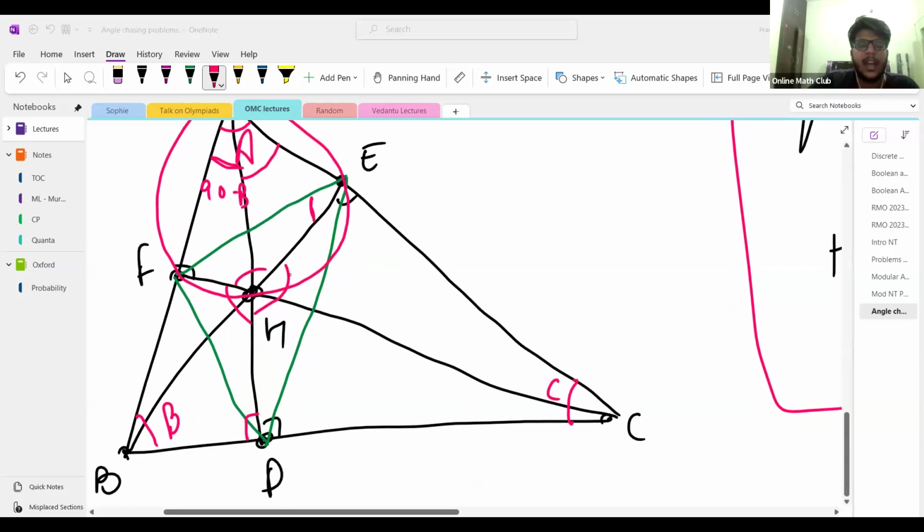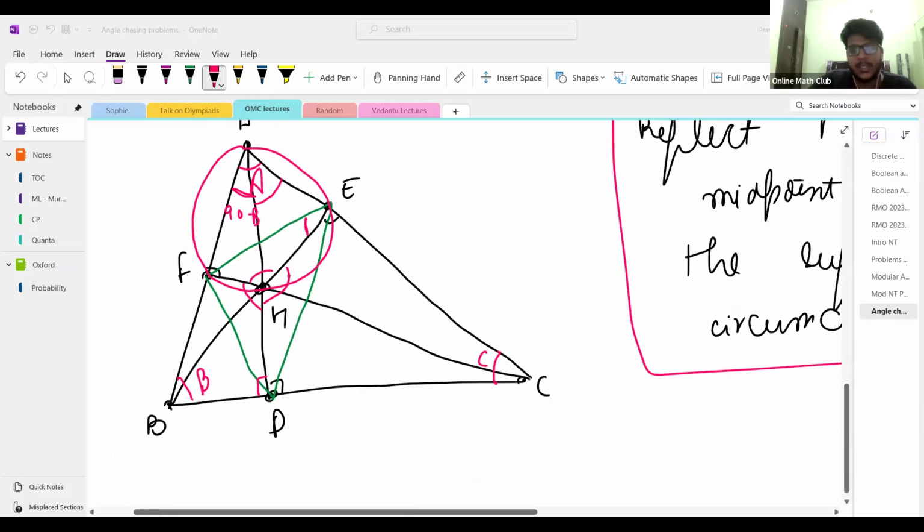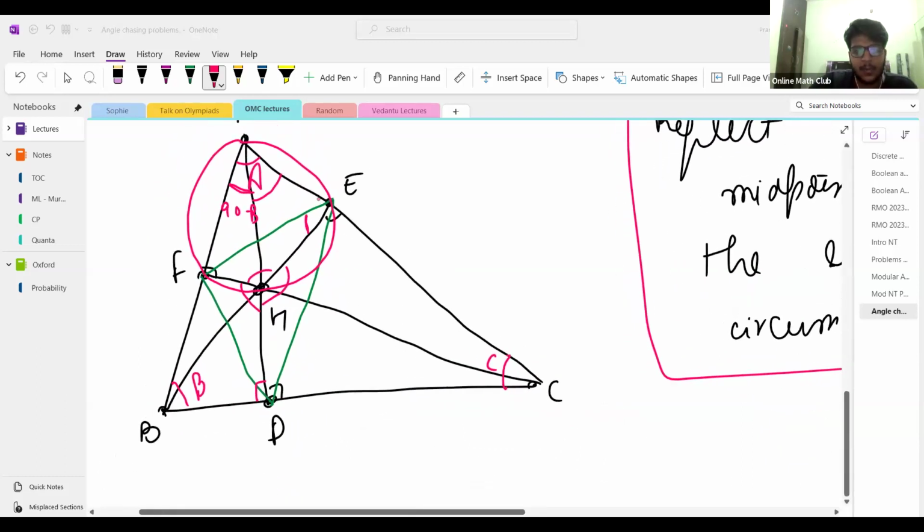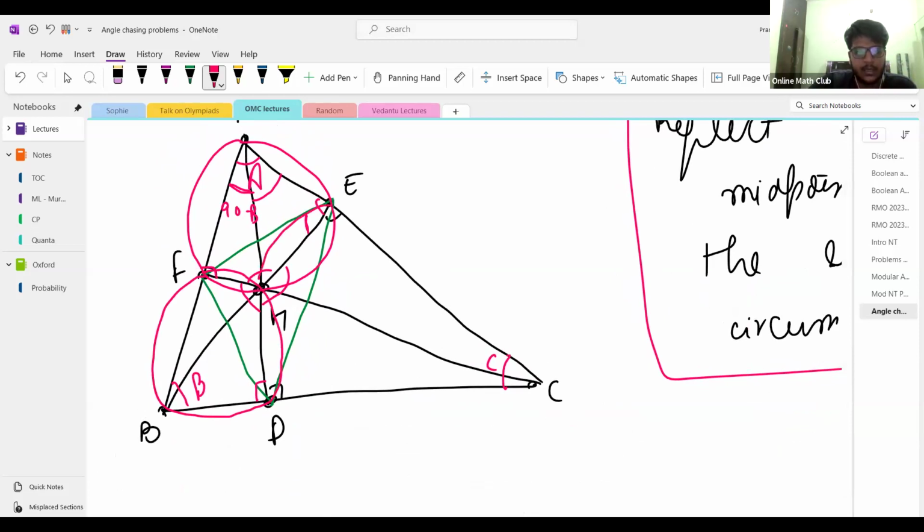Yeah. Like, I just thought that was sort of well known, but I should have maybe said it. Like, AFHE is cyclic because this angle is 90 and this angle is 90. And this is also a cyclic quadrilateral. And this is also a cyclic quadrilateral. Okay. And now I think you can see that we can find all the angles.